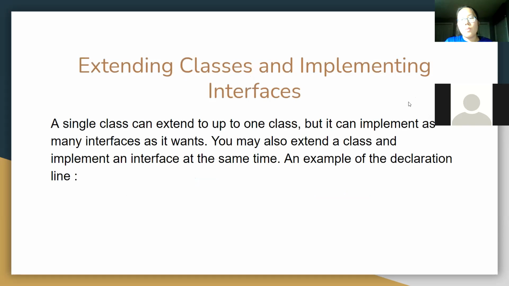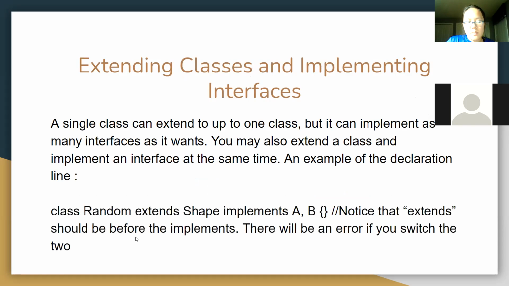Otherwise, if you wanted to extend both a class and implement multiple interfaces at the same time, that works. And these are the specifications. A single class can only extend up to one class, but there's an unlimited amount of interfaces that it can implement. So yeah, an example of a declaration line would be something like this.